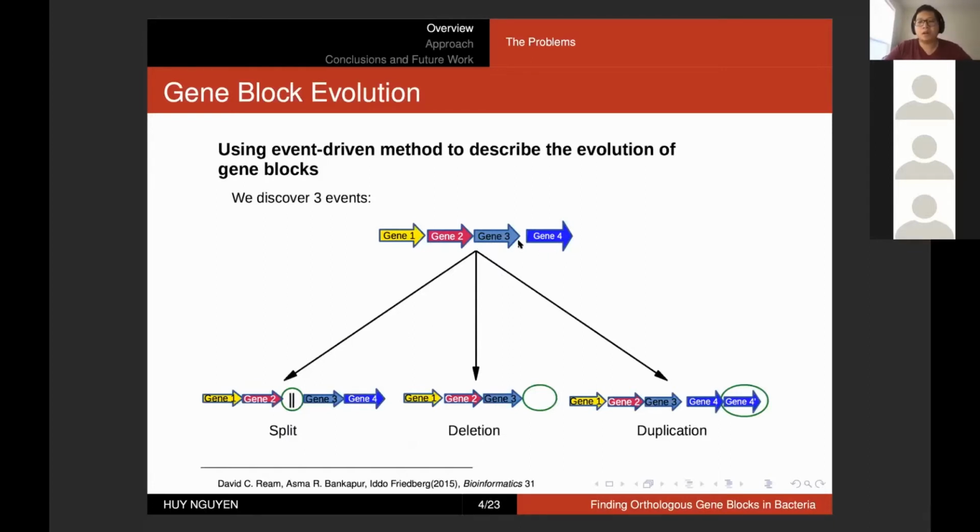Let's say in our reference gene block or operon, you have gene 1, gene 2, gene 3, gene 4. And in the target genome, you find ortholog 1, ortholog 2, ortholog 3, ortholog 4. If there's a distance of more than 500 nucleotides between gene 2 and gene 3, then we say there's a split event. If we cannot find an ortholog of gene 4, then there's a deletion event. If we find a copy of the ortholog of gene 4, we say there's a duplication event.